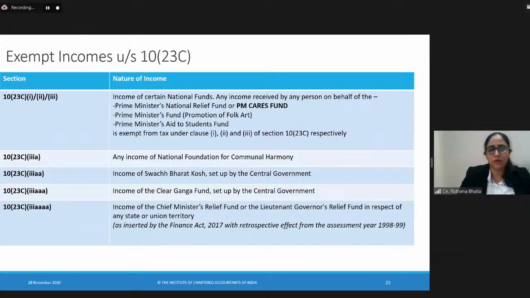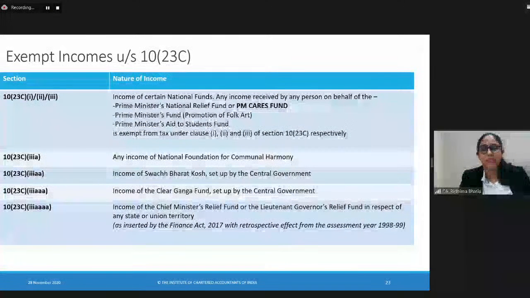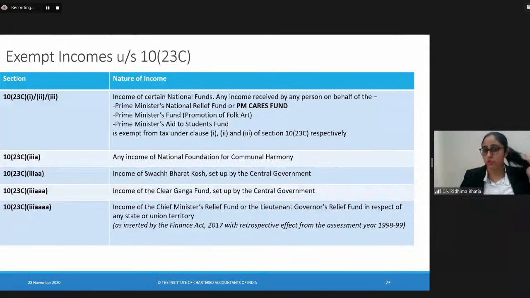Does anyone know the full form of PM CARES fund? PM is Prime Minister, but CARES also has a full form. It is Citizen Assistance and Relief in Emergency Situation Fund. Just a general trivia. So the Prime Minister National Relief Fund and PM CARES fund, their incomes are exempt. Prime Minister's Fund for Promotion of Folk Art is exempt. Prime Minister's Aid to Students Fund is exempt. All their incomes are exempt under section 10(23C) subclauses 1, 2, and 3.